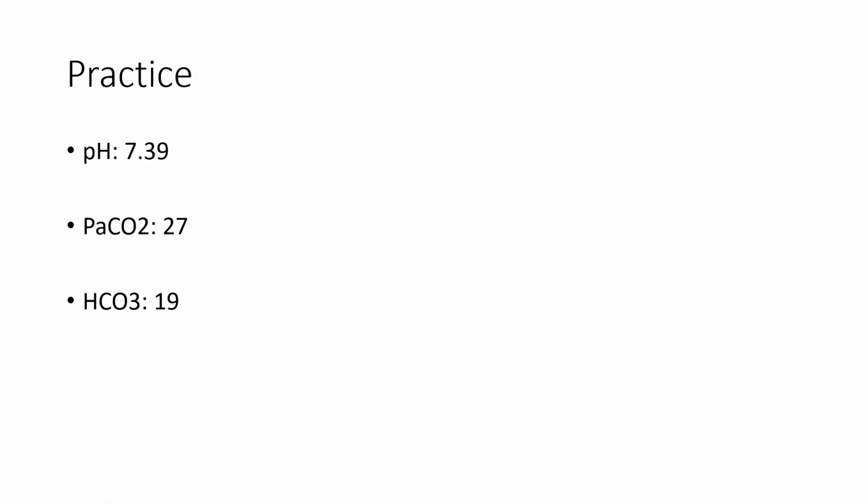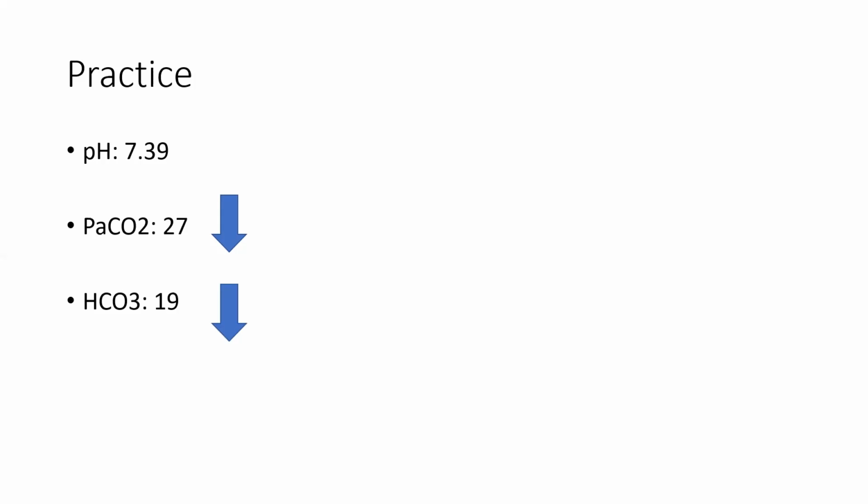All right, so a pH of 7.39. That seems relatively normal, right? Our normal range for our pH is 7.35 to 7.45. So beautiful. Our PaCO2, or carbon dioxide, should be 35 to 45. It's 27, so that means it's low. Our bicarb is 19. It should be 21 to 28, so it is also low.